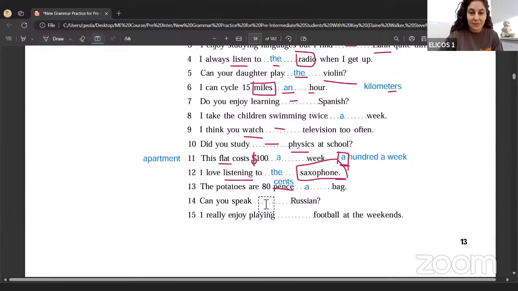14. Can you speak Russian? Yeah. So subject, language.